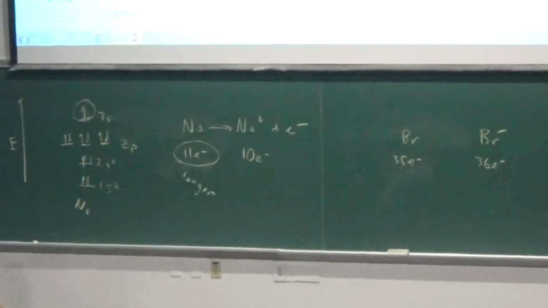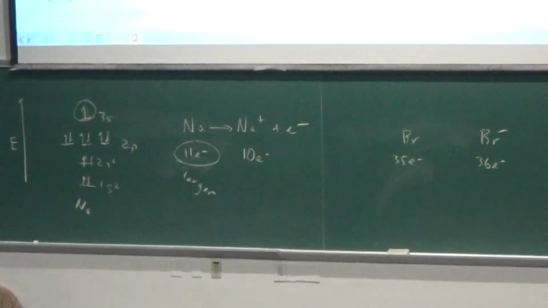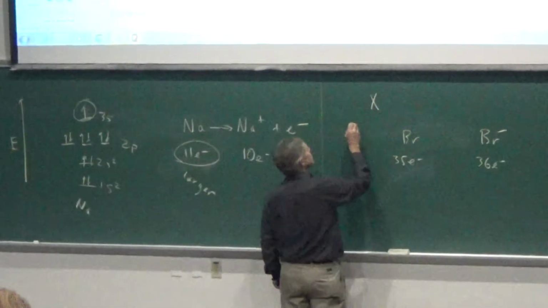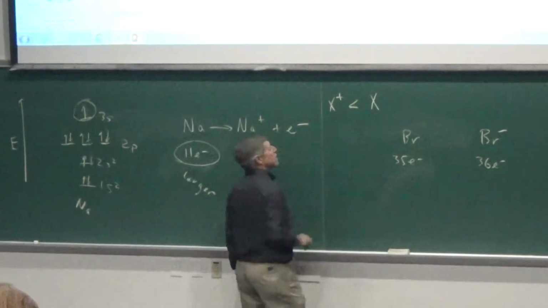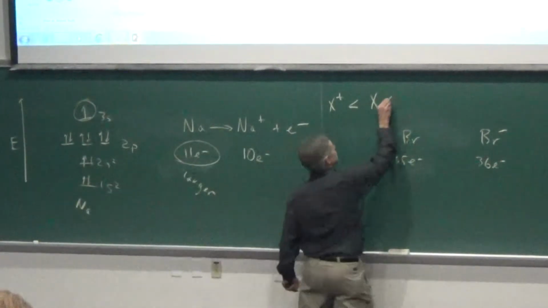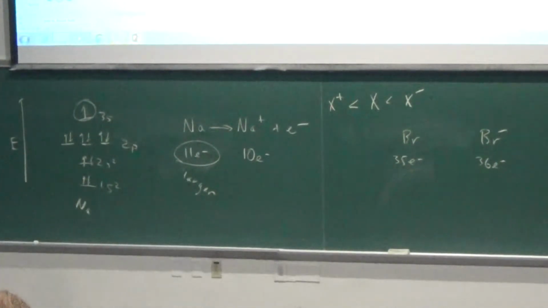So as a general trend that you can always follow and always use, for the same nucleus, so for the same element, the cation is always going to be the smallest species. If I have some arbitrary species X as an atom, X plus is always going to be smaller than X, and X minus is always going to be larger. Again, it's just because of the number of electrons that are repelling each other. What if we have things with multiple charges?